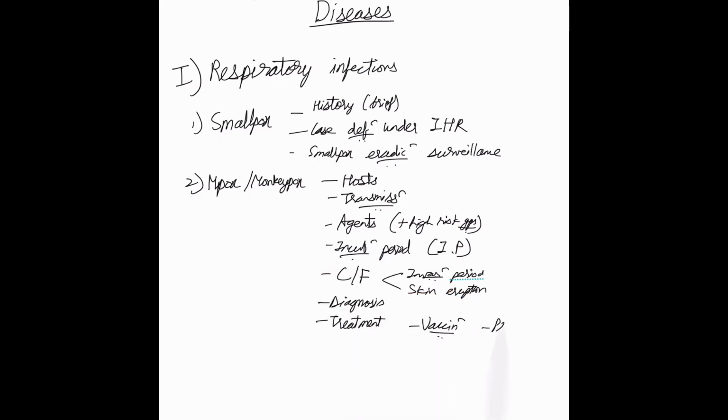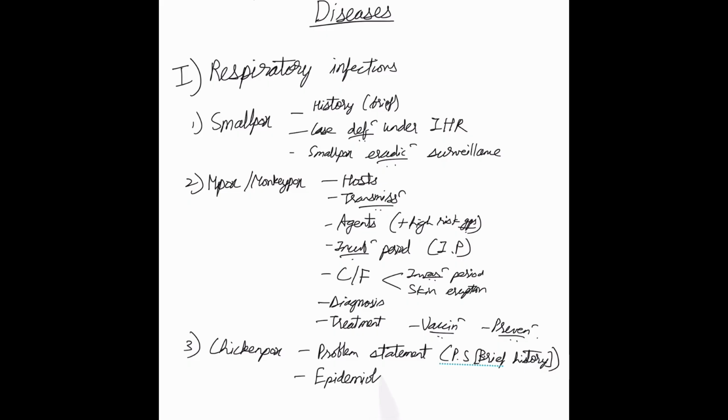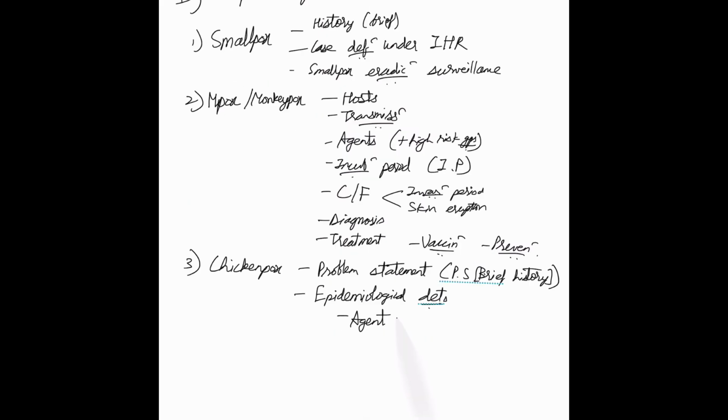So you need to know the hosts and how the disease is transmitted, the agents and the high risk groups included, and the incubation period of the disease, and clinical features over 2 phases, that's the invasion period and the skin eruption, diagnosis, treatment, vaccination, and prevention. Any contagious disease can be described under these headings that I've just listed.